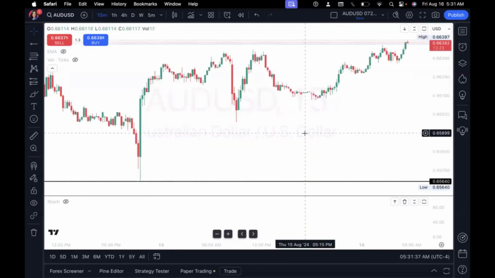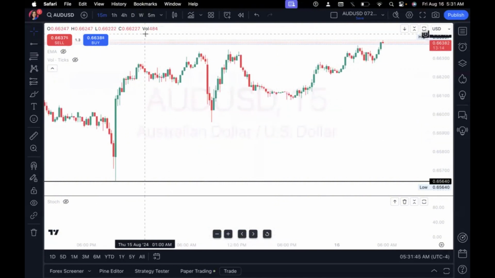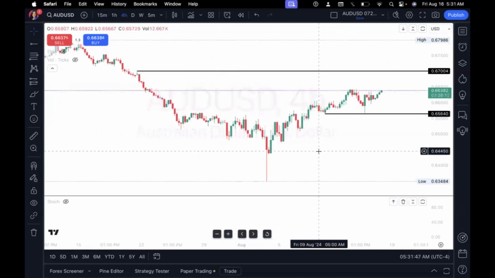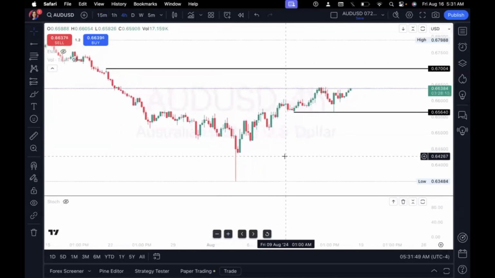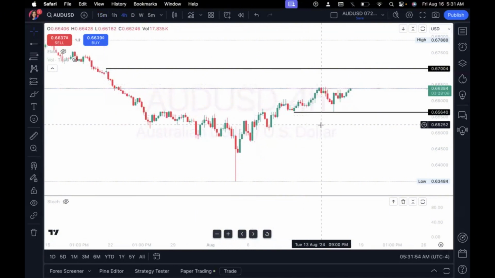Now, if you're a scalper, you don't have to always go to the highest time frame, but if you plan to hold your trades for a little bit of time, or you just want a more clear analysis, it does help if you look at it on higher time frames and use those previous areas of support and resistance.